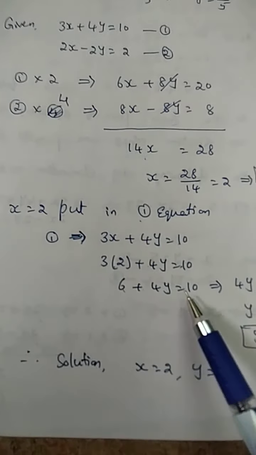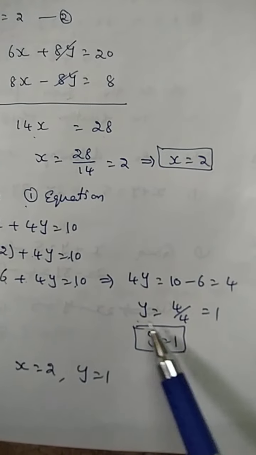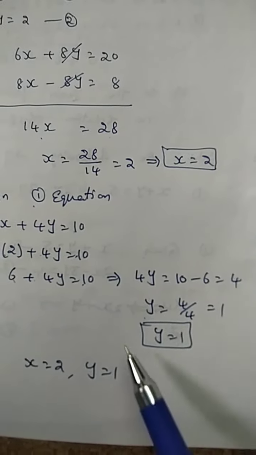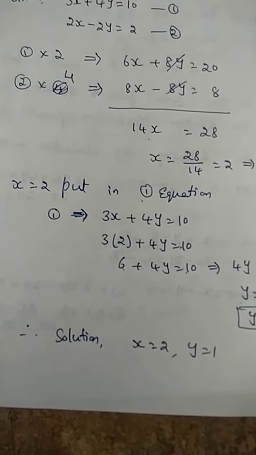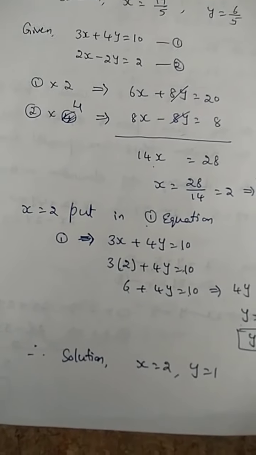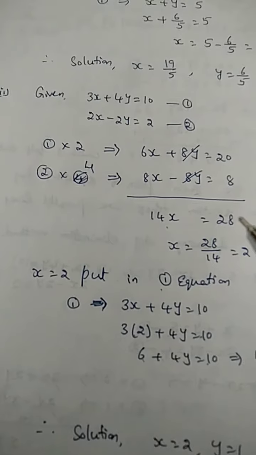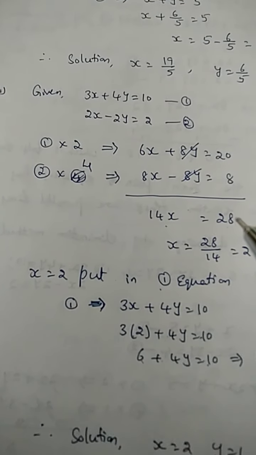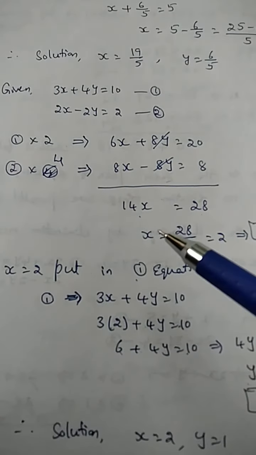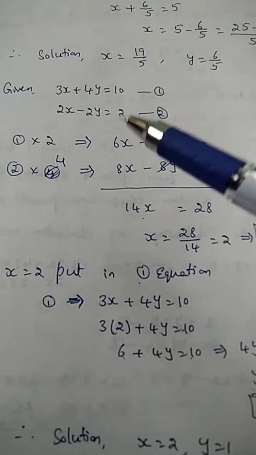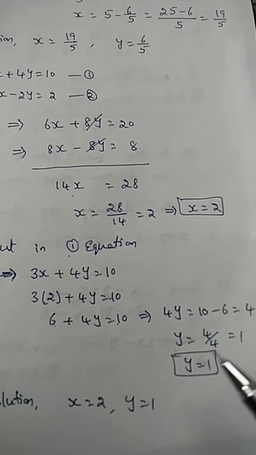3 2s are 6 plus 4y is equal to 10. 4y is equal to 10 minus 6, that is equal to 4. Y is equal to 4 by 4, so y is equal to 1. Then the solution is x is equal to 2, y is equal to 1. This is the way to find the solution. So for the given pair of linear equations by the elimination method, by eliminating one of the variable values, the remaining variable value is to be substituted into one of the two given equations, then automatically we get the one more variable value.